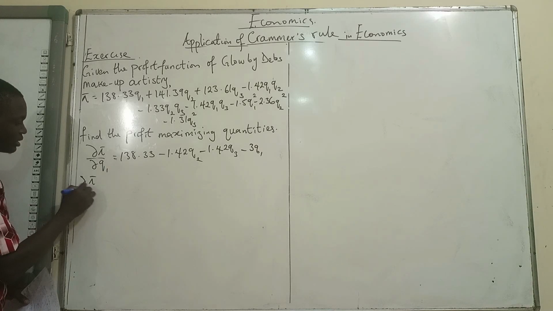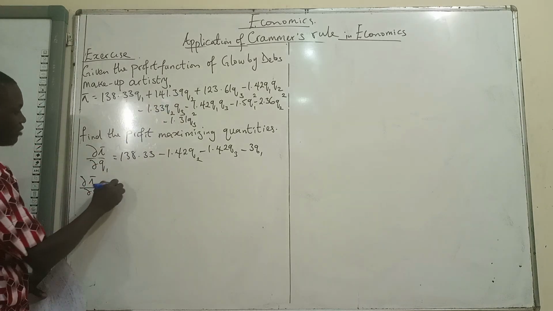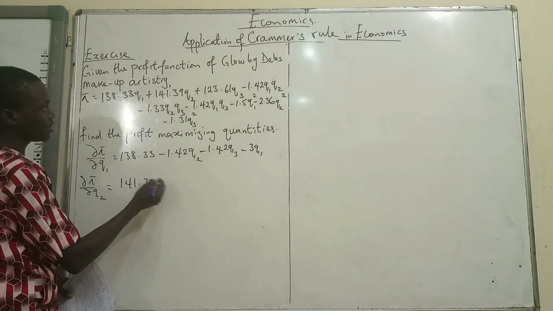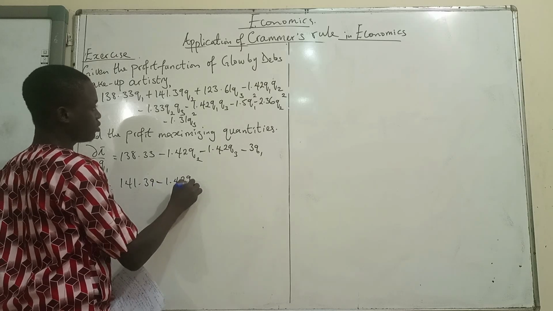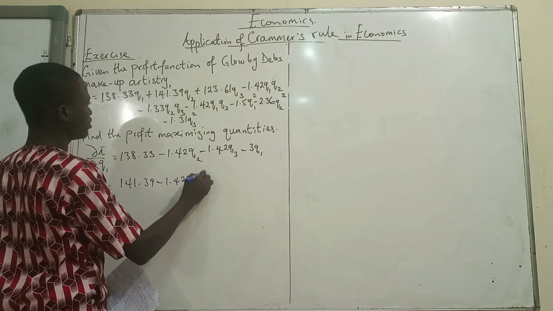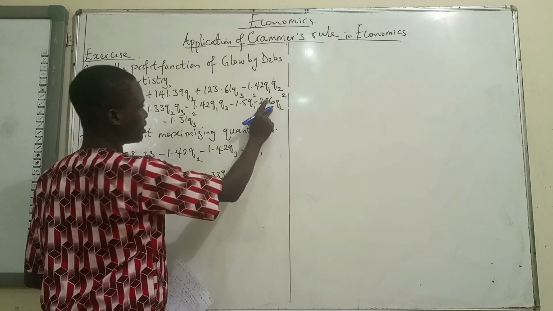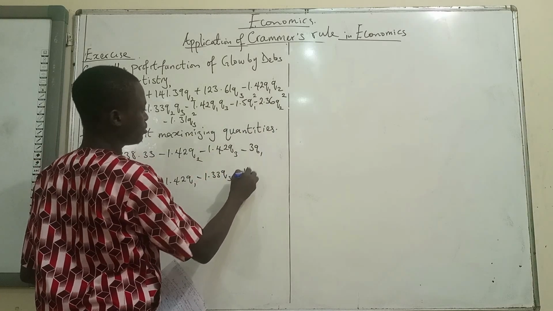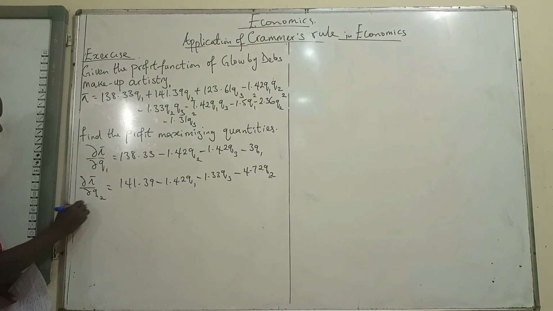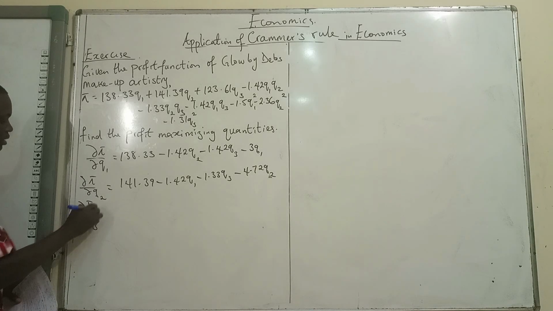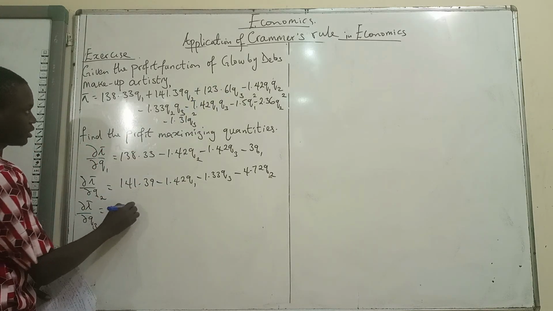So we have the profit with respect to Q2 now. Where do you have Q2? Q2 is here. So we have 141.39. That's all. Then where do you have Q2 again? Here, right? So this is minus 1.42 Q1. Then Q2 is here, minus 1.33 Q3. Then where is Q2 again? Here. So we have minus 4.72 Q2. So that's about that. Then we have the profit with respect to the third quantity, Q3. Where's the Q3? We have it here first. So it equals 123.61.